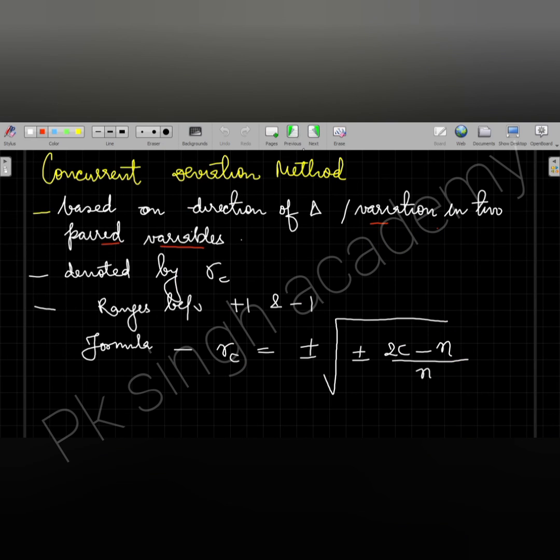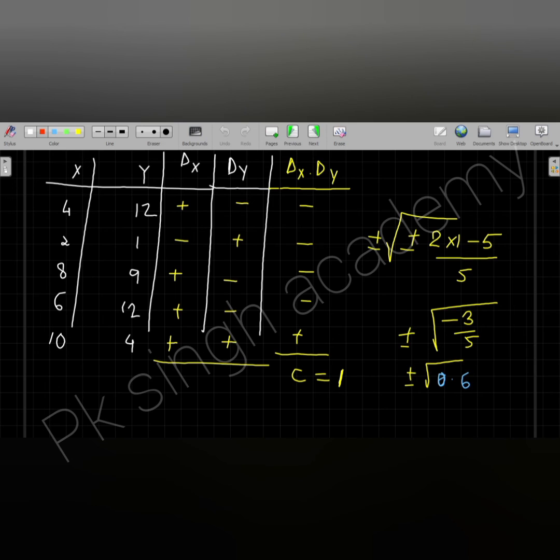Now I will explain how to learn this formula. Here C is the count of positive signs. I have taken an example: this is series X, this is series Y. We first take the difference of x, meaning how x is changing. Here x has increased by 12, so there is a positive relation, and we write a plus. Before, x was 2, now it is 1, so it is decreasing, so we write a negative sign. We follow the same manner for all of them.